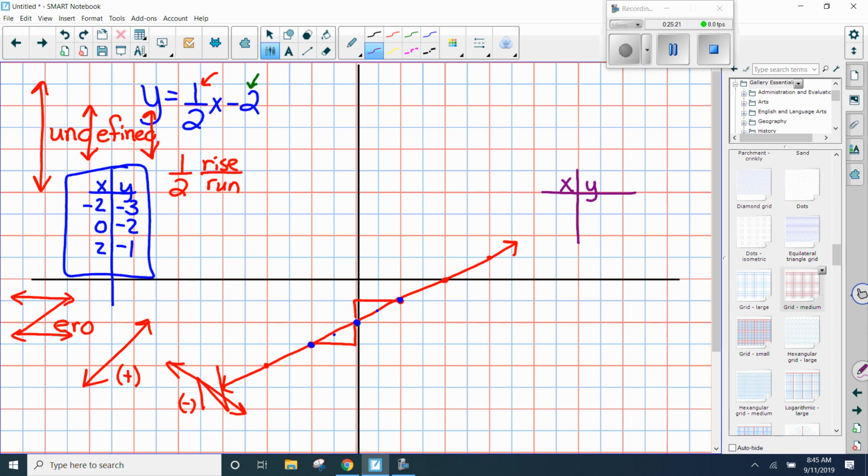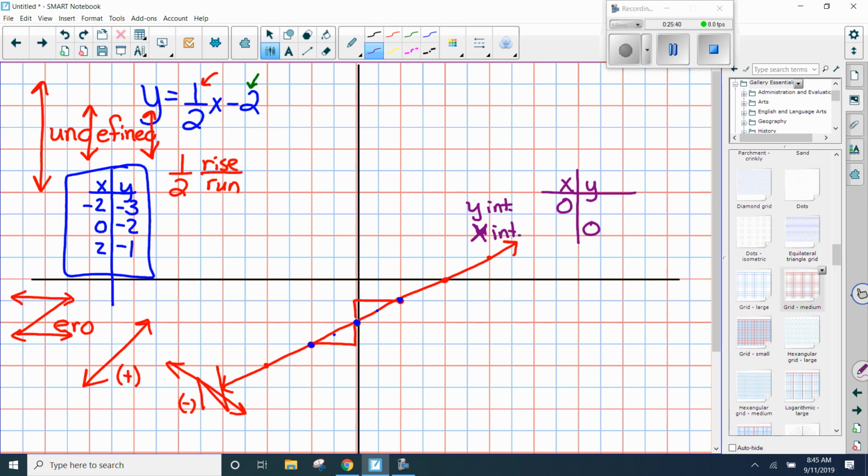To find the intercepts, either x is 0, which gives your y-intercept, or y is 0, which gives the x-intercept. So this is the y-intercept: where does it cross the y-axis? And when y is 0, that is the x-intercept: where does it cross the x-axis?